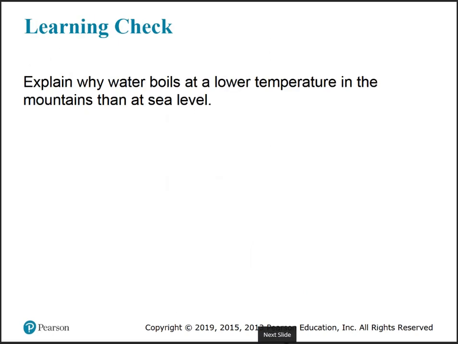When you think about boiling points at different atmospheric pressures, you should be able to answer this learning check question about why water boils at a lower temperature in the mountains than at sea level. So I want you to think about that, be able to answer it. If you can't, then we can revisit that for the next class. But I don't want to go over.